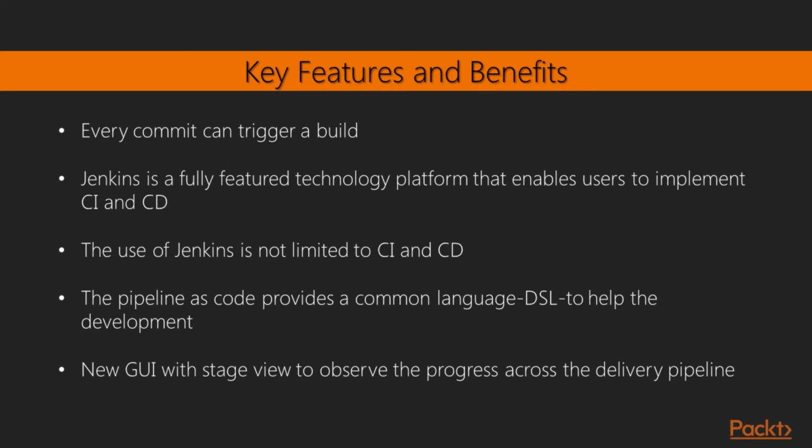Jenkins is a fully featured technology platform that enables users to implement CI and CD. The use of Jenkins is not limited to CI and CD. It is possible to model and orchestrate the entire pipeline with the use of Jenkins, as it supports shell and Windows batch command execution. Jenkins 2.0 supports a delivery pipeline that uses a domain-specific language, DSL, for modeling entire deployments or delivery pipelines. The pipeline as code provides a common language, DSL, to help the development and operations teams collaborate in an effective manner. Jenkins 2 brings a new GUI with stage view to observe the progress across the delivery pipeline.